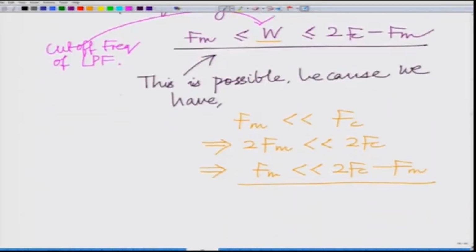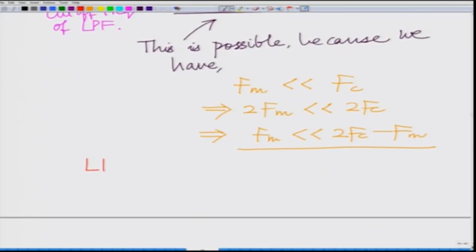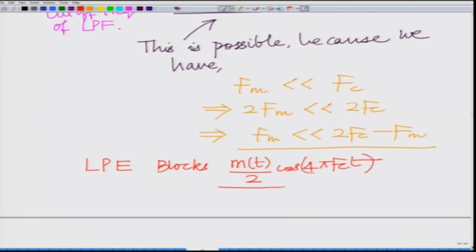So the LPF blocks the side bands at minus 2 Fc and 2 Fc. That is, the LPF blocks the component cosine 2 pi fct, mt by 2 cosine 4 pi fct, which is the component at 2 fc, right. The carrier cosine 4 pi fct corresponds to the frequency 2 fc, alright.